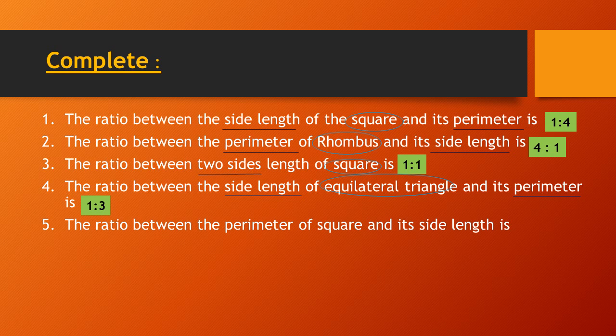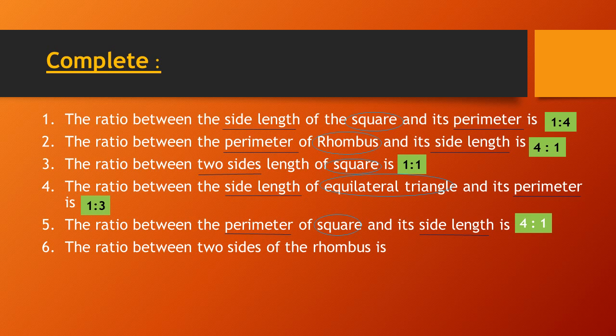Number 5. The ratio between the perimeter of a square and its side length. Now we change the order. I said the perimeter at first, then side length of what? Of a square. The ratio here is 4 to 1. Number 6. The ratio between two sides of the rhombus. We know that four sides of a rhombus are equal in length. Then the ratio between any two sides will be 1 to 1 because they are equal in length.